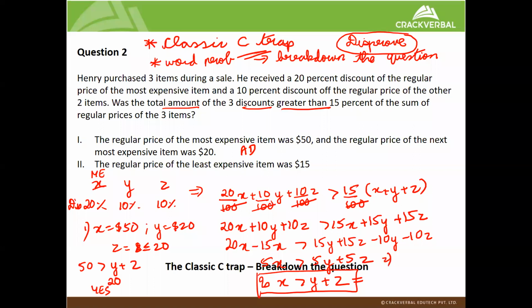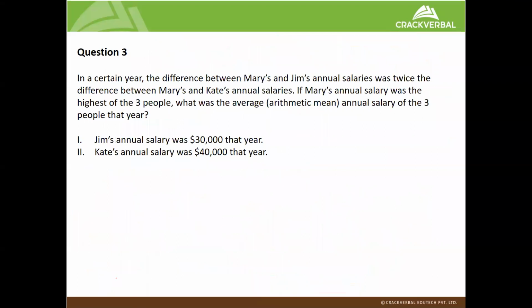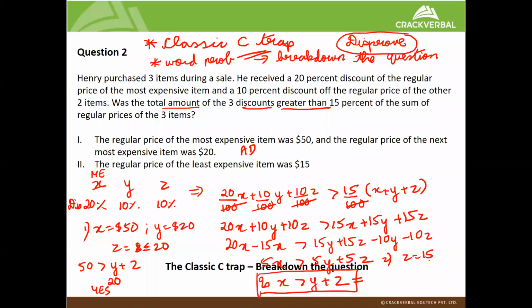Now looking at the second statement. The second statement says the regular price of the least expensive item was $15. So all I have is Z is equal to $15. I don't have any information about X and Y. Or I can just plug in quickly. X can be 16 or X can be 17. Y can be 16. Z can be 15.